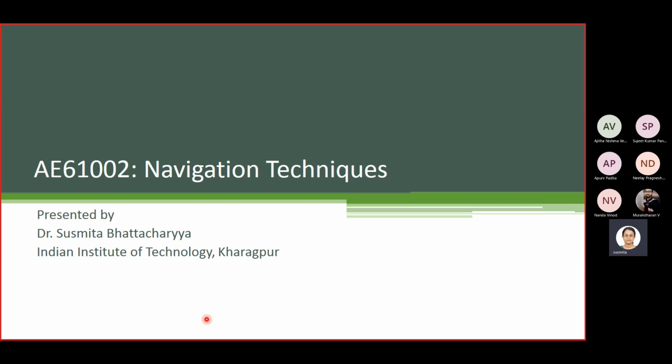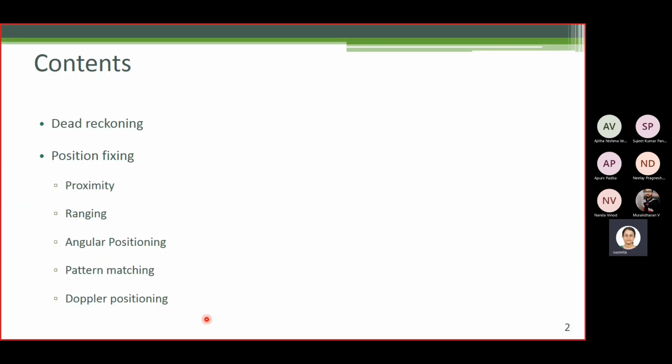Today we are going to start the discussion of navigation techniques. There are primarily two navigation techniques, called dead reckoning and position fixing. Under position fixing, there are five more: proximity, ranging, angular positioning, pattern matching, and Doppler positioning. We are going to discuss all of these methods one by one, starting with dead reckoning.